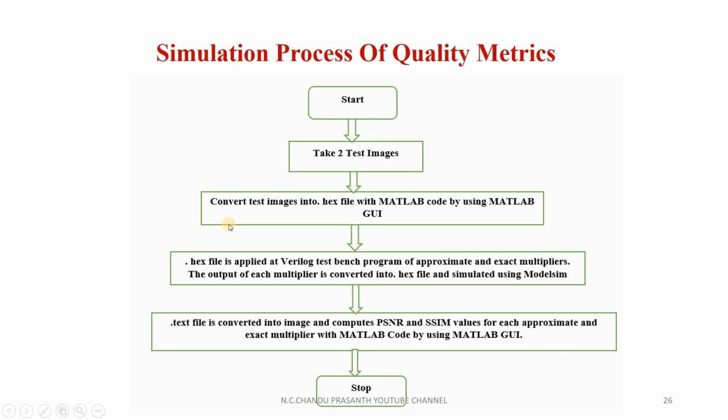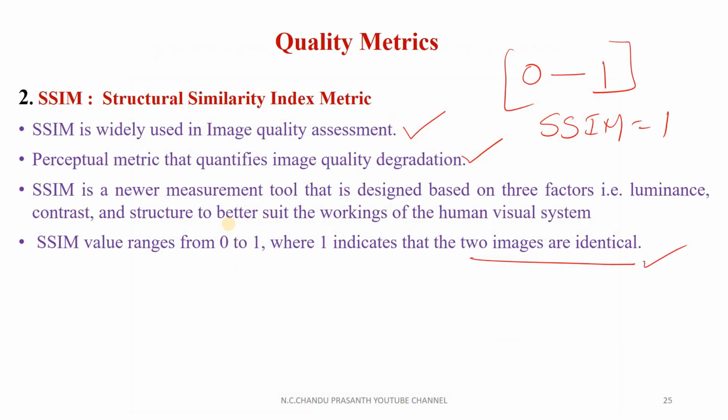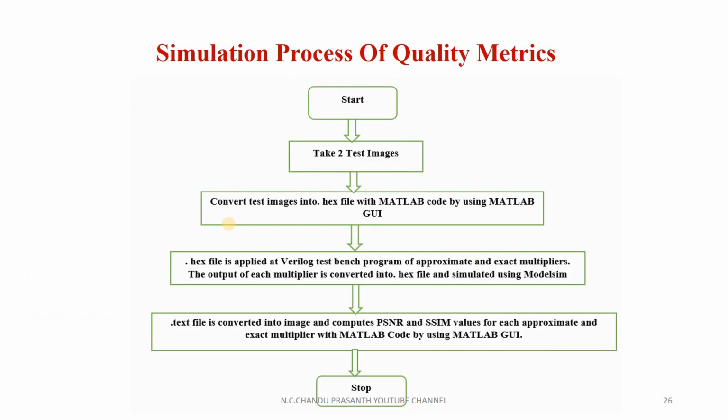Now see the simulation process for getting these image quality metrics: after multiplication of the images, how do we get these two parameter values? Initially we have to take two images, JPEG or .png images, of any kind. The width and height of both images should be equal.